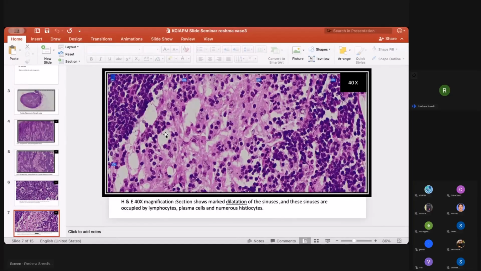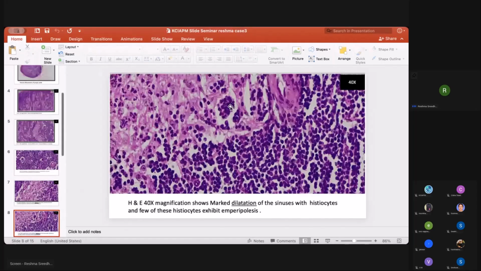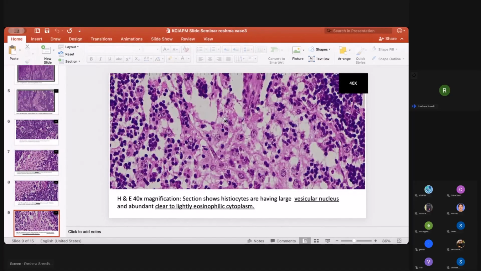And this is also a 40x magnification where the section shows marked dilatation of the sinuses, and these sinuses are occupied by lymphocytes, plasma cells, and numerous histiocytes. And this is another focus at 40x, showing marked dilatation of the sinuses with histiocytes, and a few of the histiocytes showing emperipolysis. And this is another focus in 40x magnification where these histiocytes have large vesicular nucleus and abundant clear to lightly eosinophilic cytoplasm.